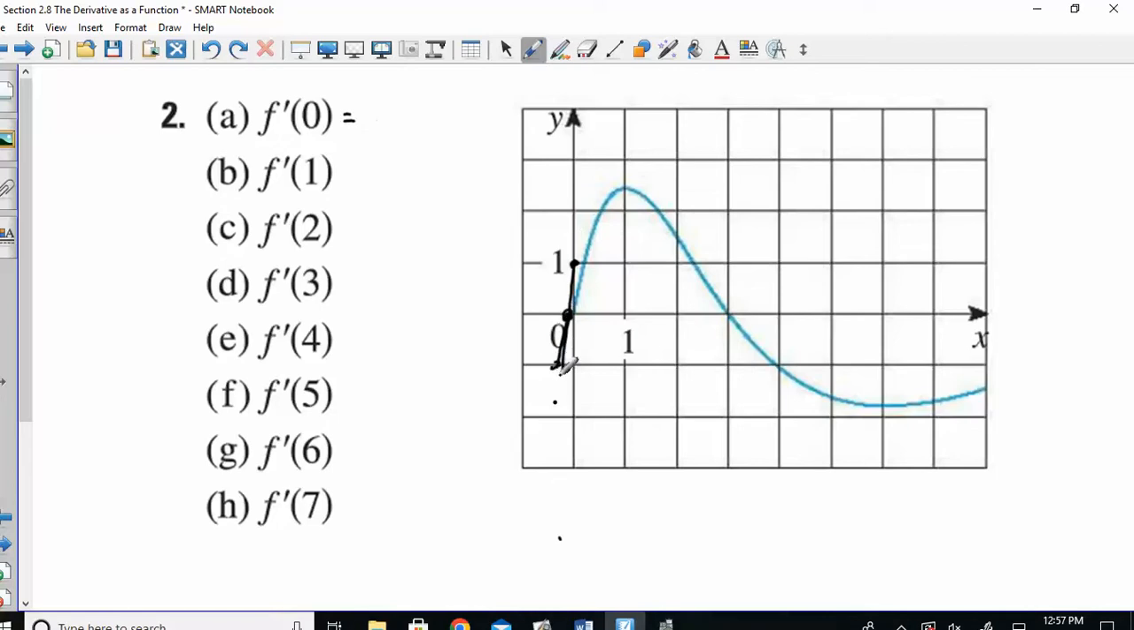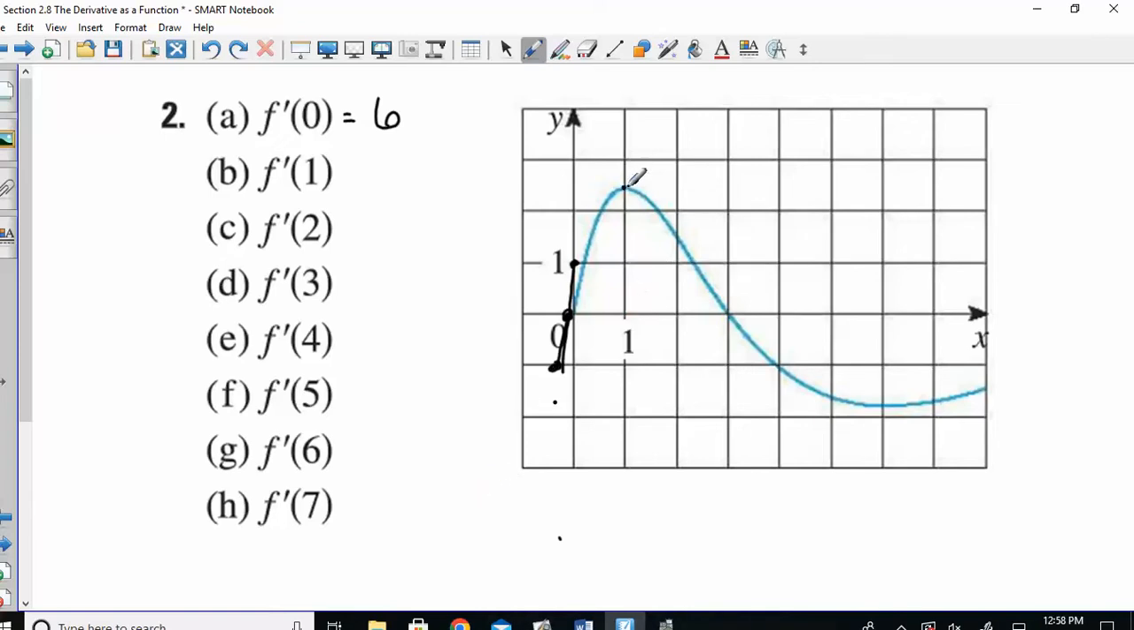So this one, it looks like if I went from here to here, I would have to go up 2 and over about 1/3. Rise over run, so 2 divided by 1/3 will give me a 6. So my slope of that line is roughly 6, and that is roughly my derivative.